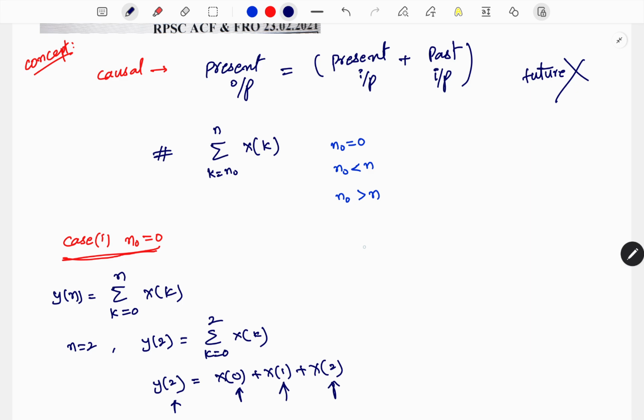We will see another value for small n is equal to minus 1. We are saying that n0 is equal to 0, but we are not deciding the small n value. Now we are taking small n is equal to minus 1. So substitute: y of minus 1 is equal to summation k is equal to 0 to minus 1 of x of k. Expand this: x of 0 plus x of minus 1.